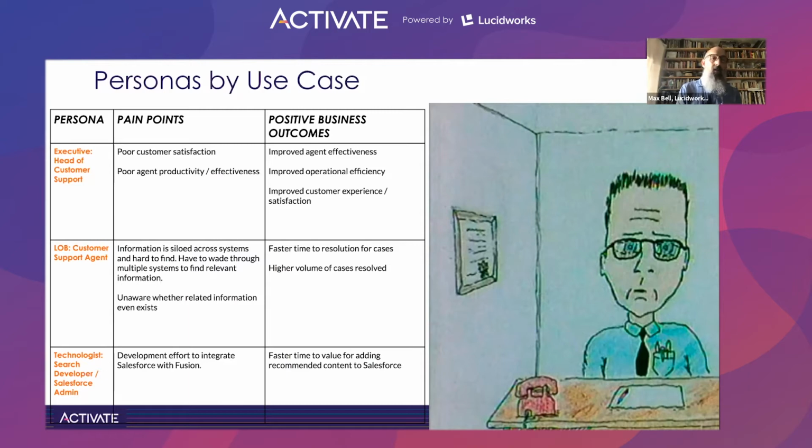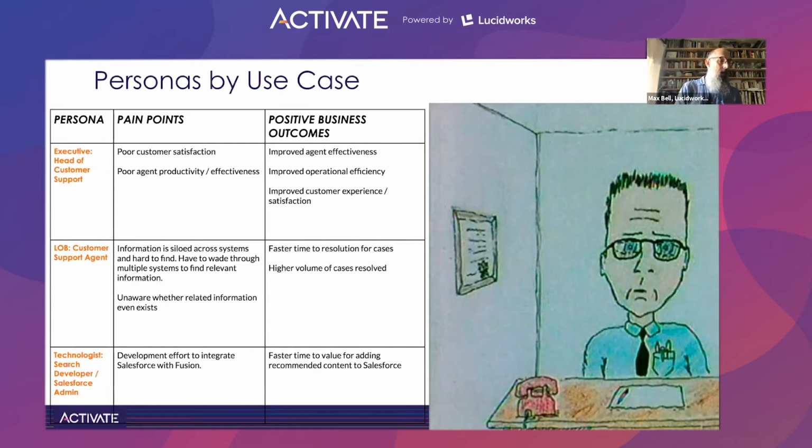The executive, the head of customer support, really wants their agents to be more effective, right? We know that currently customer satisfaction can be low when people have problems, and that the agents can take a long time to solve a simple problem that's already been solved, right? So the head of customer support's happy when they get more benefits from a product like Agent Insights for Salesforce.